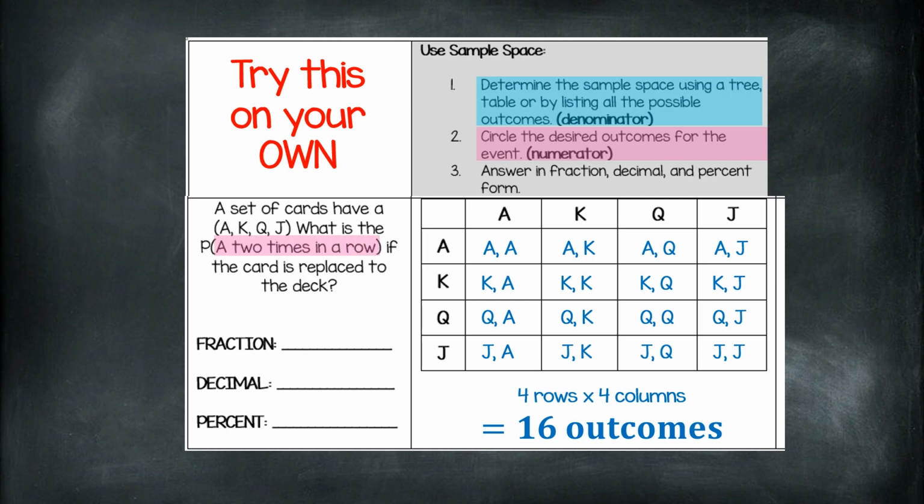Now, this is asking us for the probability that A is pulled 2 times in a row. The only time that you would have A 2 times in a row is in this top left box where it says AA. So my fraction is going to be 1 over 16. Now I have to write that as a decimal. So I did 1 divided by 16, and I got 0.0625. Then to change that to a percent, I multiplied by 100 and I got 6.25%.